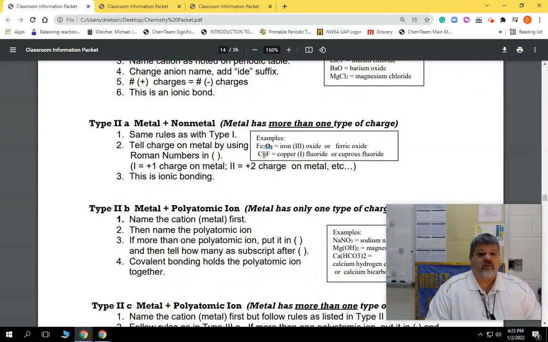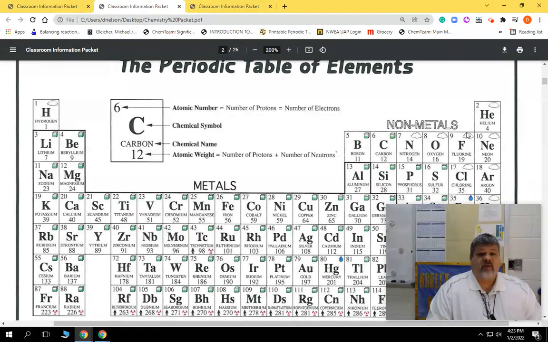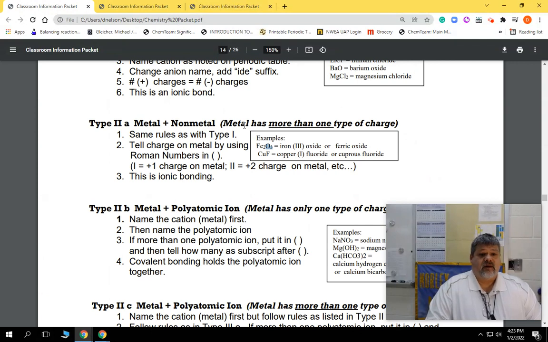Now copper, we see that we have the same subscript for each one, so whatever the charge of the fluoride is, that is the charge of the copper. Well, fluorine, if we go back to our packet, is right here, and that's a -1. It's in 7A. And so that means that copper is also going to be a +1, so it'll be copper(I) fluoride. And we'll show you a few of how to reverse this too.